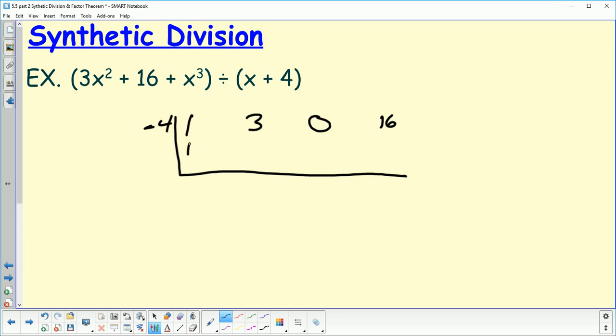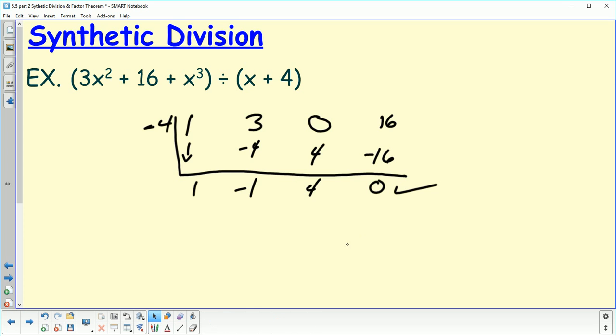That's really important. Okay, first step, bring down your first coefficient. So we're going to have 1. And now I'm just repeating the steps over and over. Negative 4 times 1 gives us negative 4. I add, and I get negative 1. I multiply, I get positive 4. I add, I get 4. I multiply, I get negative 16. I add, I get 0. Okay, and now in this case, that 0 is going to be really important. It's not always going to be 0, but that's going to tell us something really valuable for what is called the factor theorem.